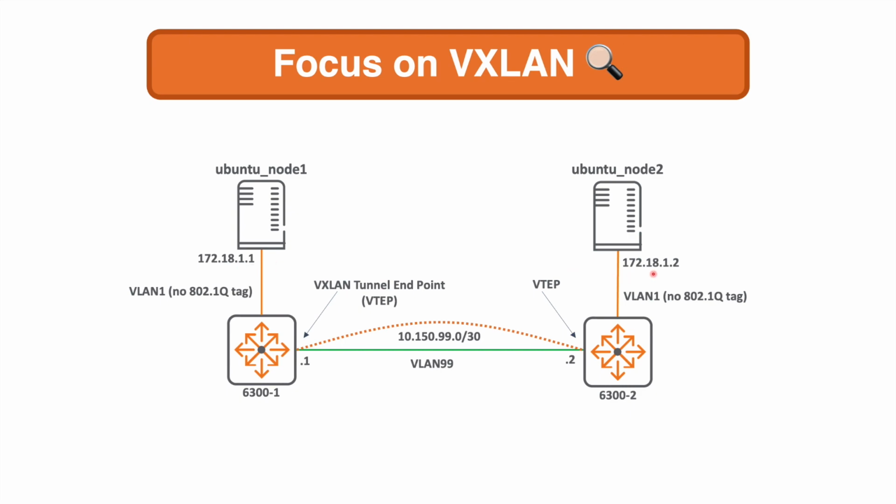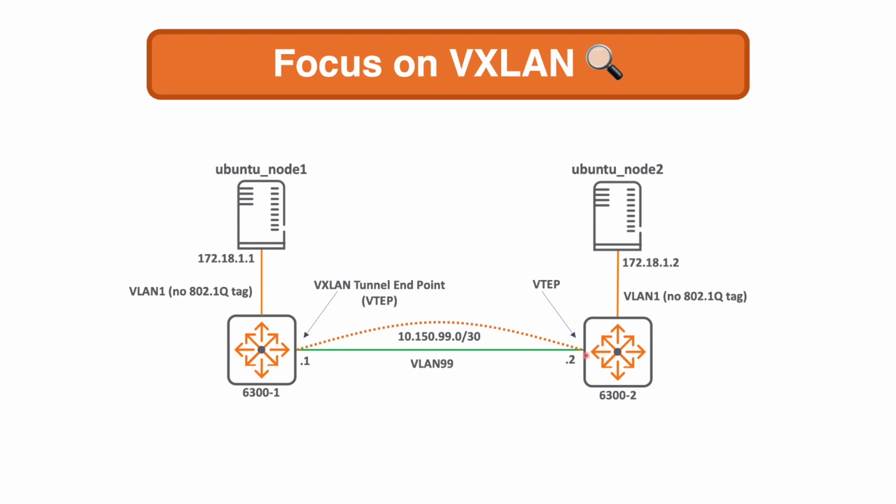172.18.1.1 and 1.2. They're in the same subnet, a /30, and that's divided up by a layer 3 core, which is represented just as this layer 3 link between two switches. So these are Aruba 6300s. I've got -1 and -2 over here, and the layer 3 link is 10.150.99.0/30. And I've tagged that with VLAN 99.